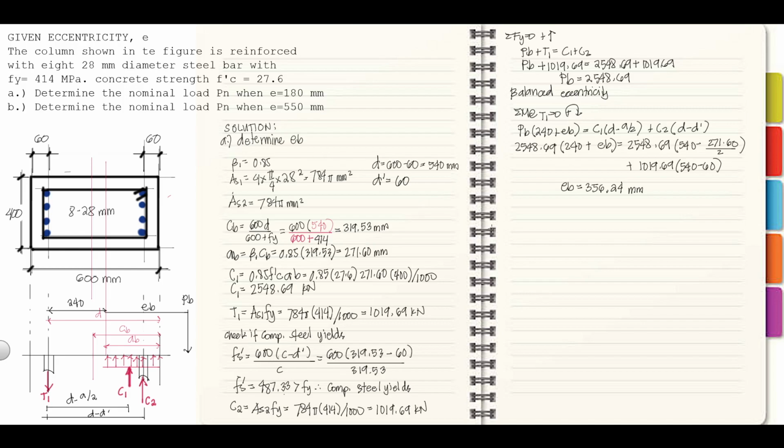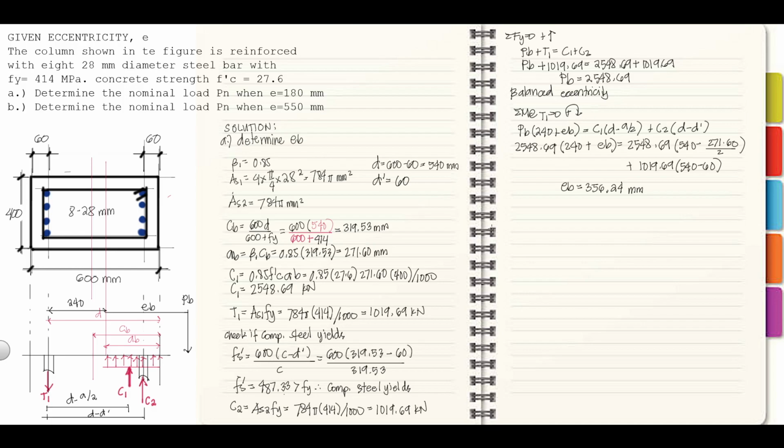So for today's topic, we're going to discuss how to determine the nominal load, the PN, given the eccentricity. Take note, this is not a balanced loading. So the problem will give you e, and they will require you to determine the nominal load.